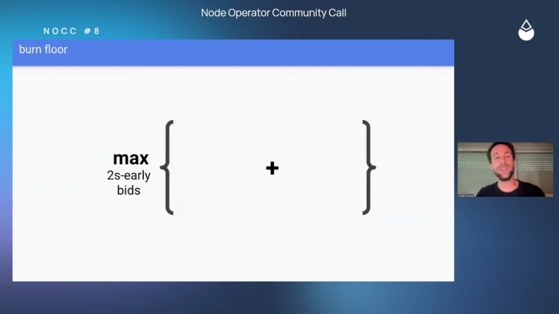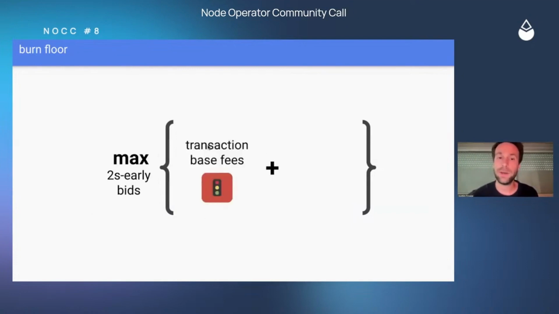Okay, moving on. So what is the definition of the burn floor? Basically, it's going to be the maximum over all bids that are 2 seconds early. And by 2 seconds early, I mean bids that came 2 seconds before the start of the slot. And we're going to be trying to maximize the transaction base fees, which is known as EIP-1559 base fees, and this new thing, which is a block base fee. So every block will itself have a base fee at the block level, and it will basically be the bid value from the builders that they get from MEV.